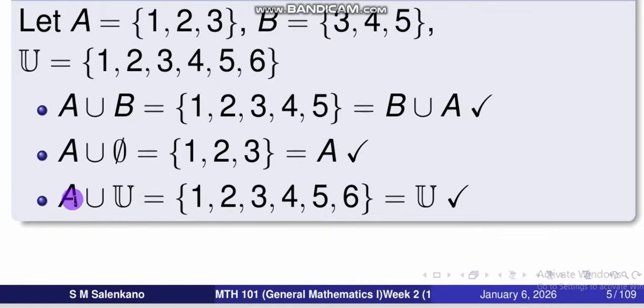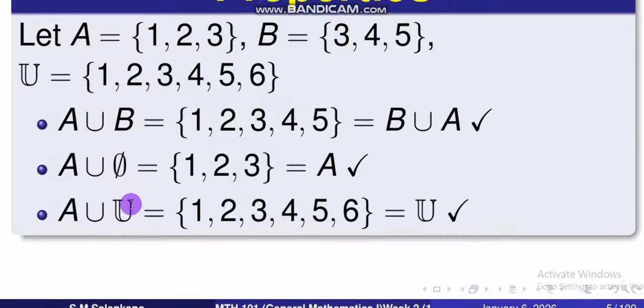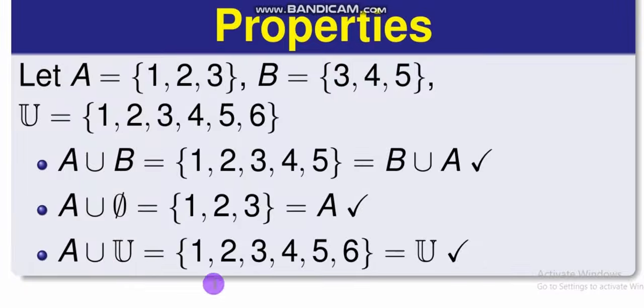Another thing is, if I have set A and I am uniting it with the universal set, then I'm going to have the universal set, because all the elements in A are in the universal set. Look at A here, set A, 1 is here, 2 is here, 3 is here. So if I am uniting this, remember I'm going to take only 1. Let's take 1 here. You see, I will not write twice. I will have 1 only. 2, but I will only write 1. 3, I will only write 1, and then 4, 5, 6.